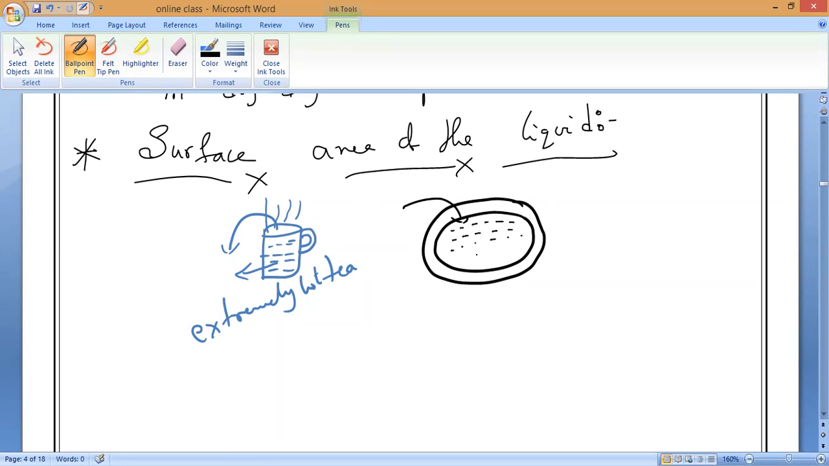Why, guys? What is the reason behind it? In a teacup, it will take time to become cold. If you pour it in the saucer, it will become cold much faster. The cooling effect will be much faster.